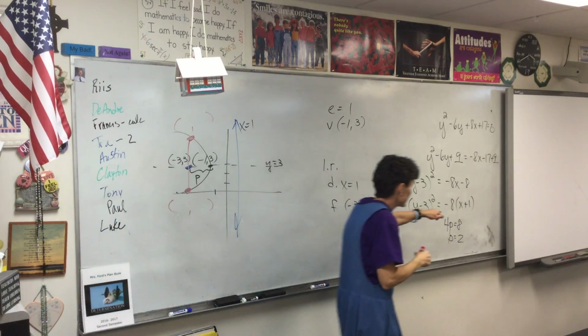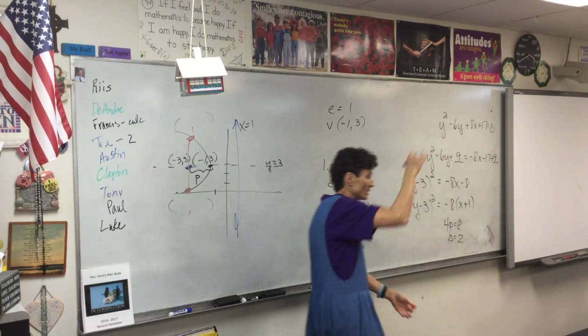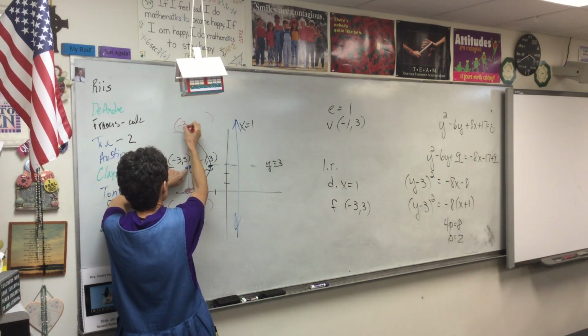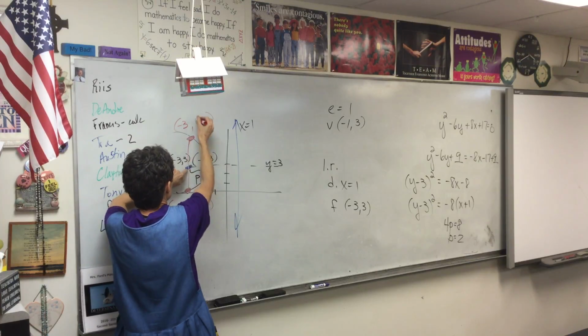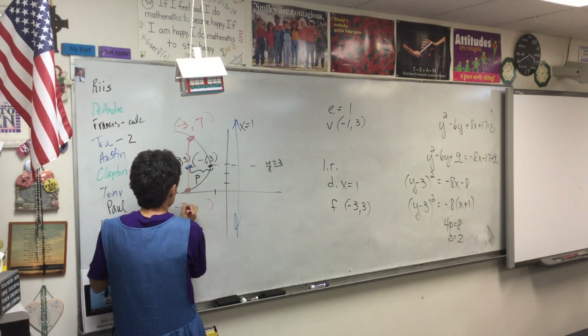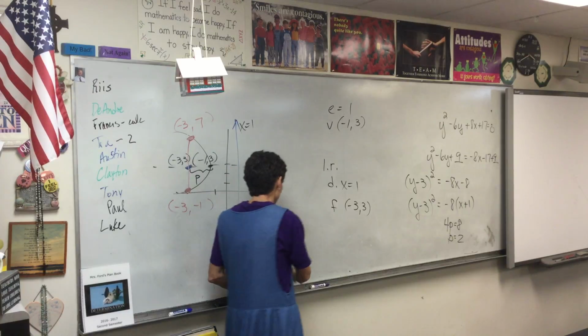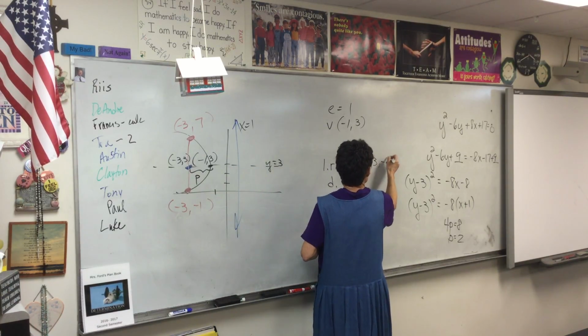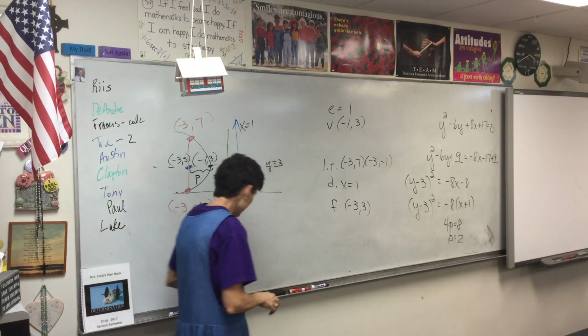We're going to go up and down. Remember, the whole thing is 8. So I'm going to start here in the center, and I'm going to go up 4, which puts me at negative 3, 7, and negative 3, negative 1. So negative 3, 7, negative 3, negative 1. Is that okay with everyone?